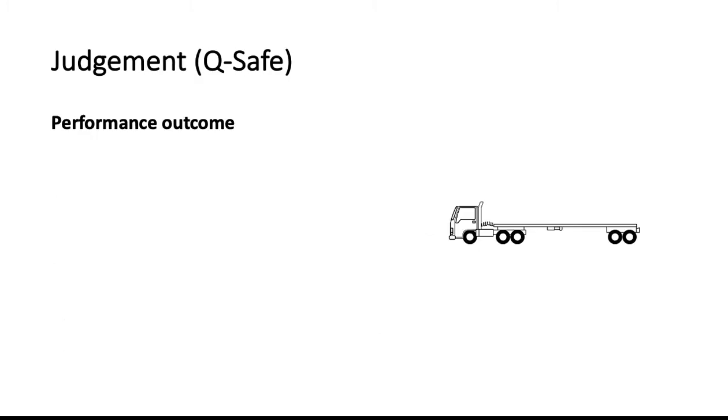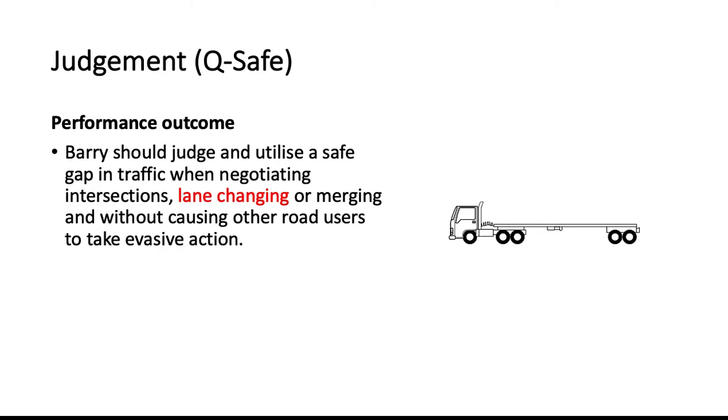We also, coming back to the system of vehicle control, need to work on Barry's skills of judgment. Barry should judge and utilize a safe gap in traffic when negotiating intersections, lane changing, or merging, and without causing other road users to take evasive action.